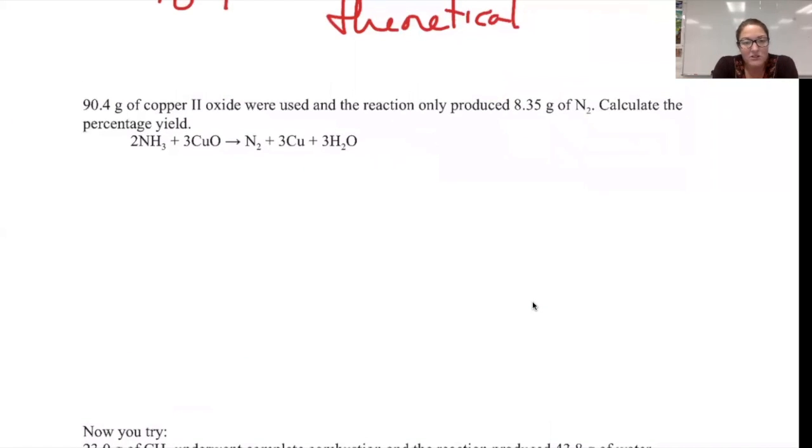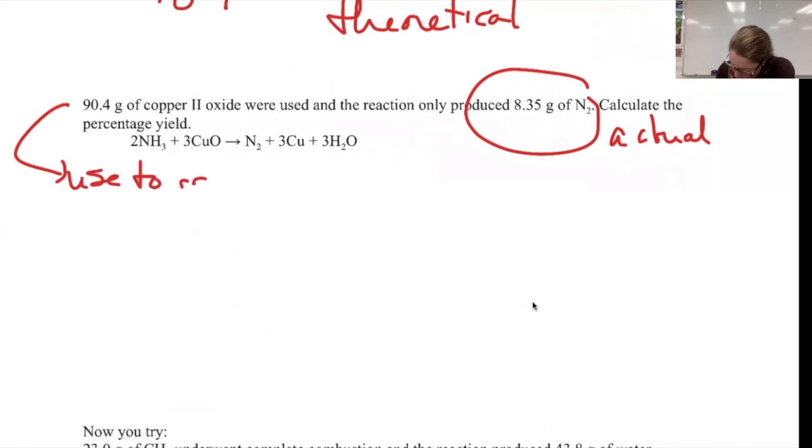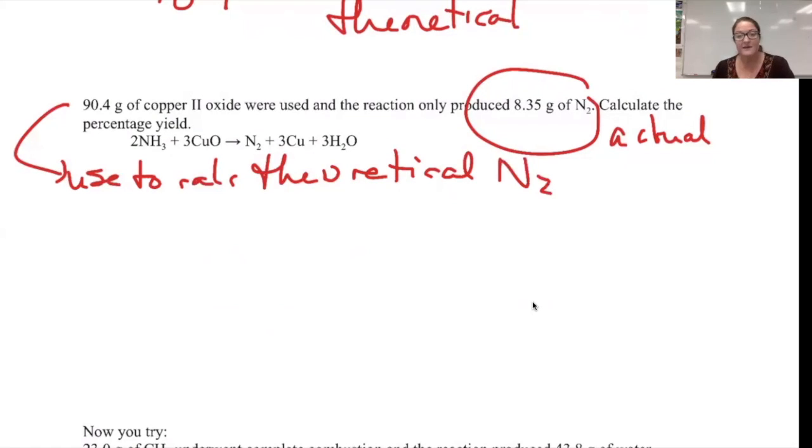90.4 grams of copper 2 oxide were used and the reaction only produced 8.35 grams of N2. Calculate the percent yield. This number here, the 8.35, is the actual amount of N2 we got. What I need to do is use this to calculate the theoretical amount of N2, same as I would do any other stoichiometry calculation.